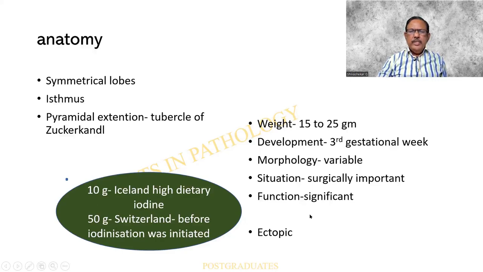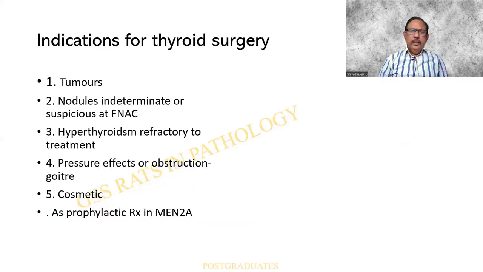Ectopic is one which develops in the pathway of embryology or embryogenesis. That is ectopic. Whereas if it is outside this, it is called as aberrant. Now, what are the indications for a thyroid surgery? Let us have this in mind. Why at all should we have a specimen? It can be straight away because of a tumor, or there are nodules which have been placed under suspicion by FNAC. We are not sure about it.